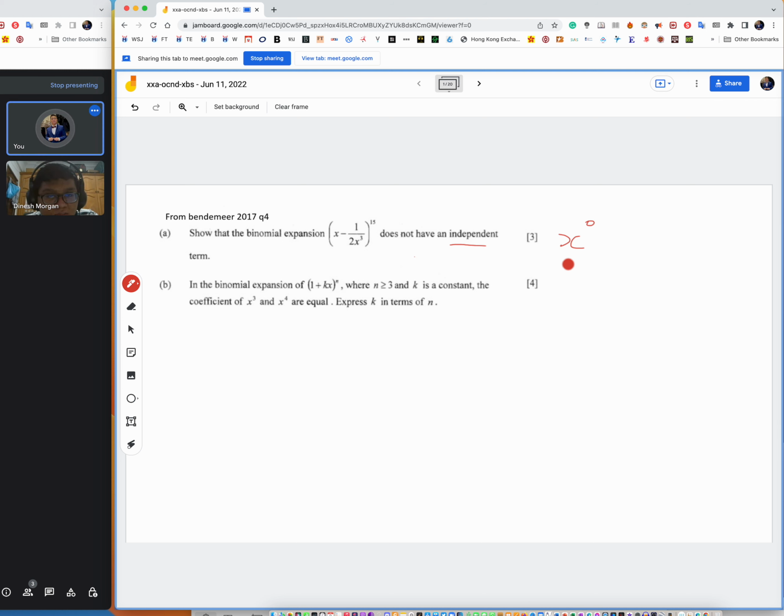Okay, what do you start with? I mean, what is common? Whether they ask you for the x to the power 0 or x to the power 2 or x to the power 7 term, what's the common? The 3 brackets, right? Nice, yeah.